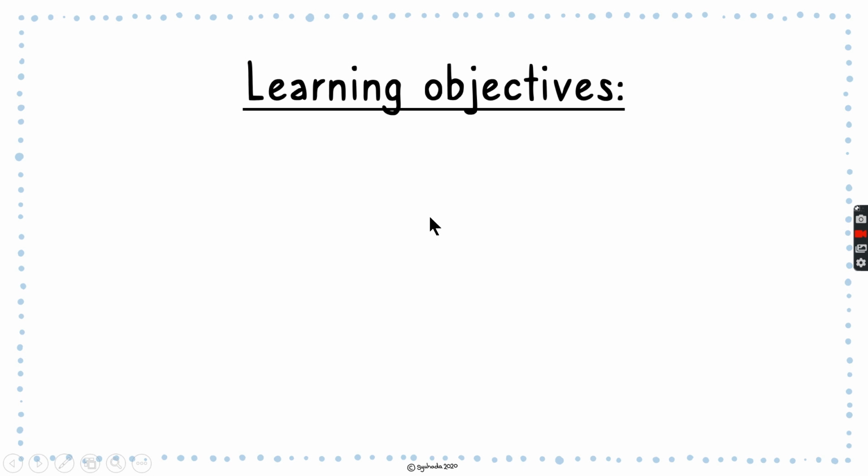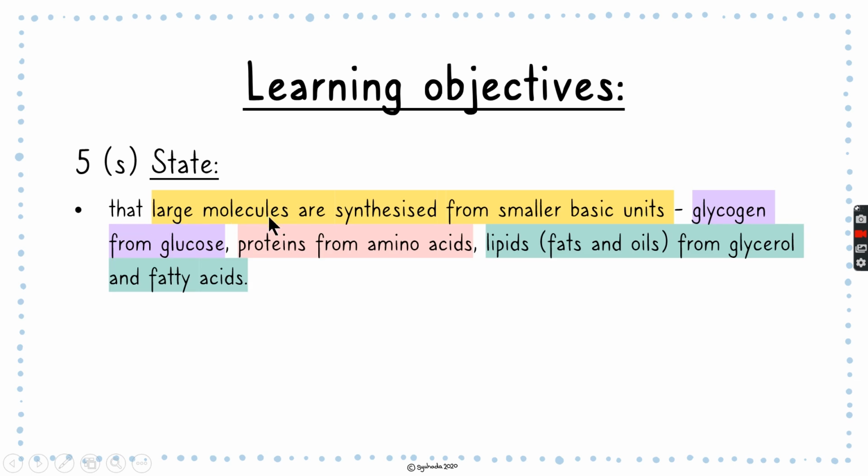Now let's look at the learning objectives of 5S, which is to state that large molecules are synthesized. Synthesized means that it is made from smaller basic units. For example, glycogen, which is a really large polysaccharide, is made from glucose. And protein, which is a large molecule as well, is made up of tiny little bits of molecules called amino acids. Lipids are made up of glycerol and fatty acids.